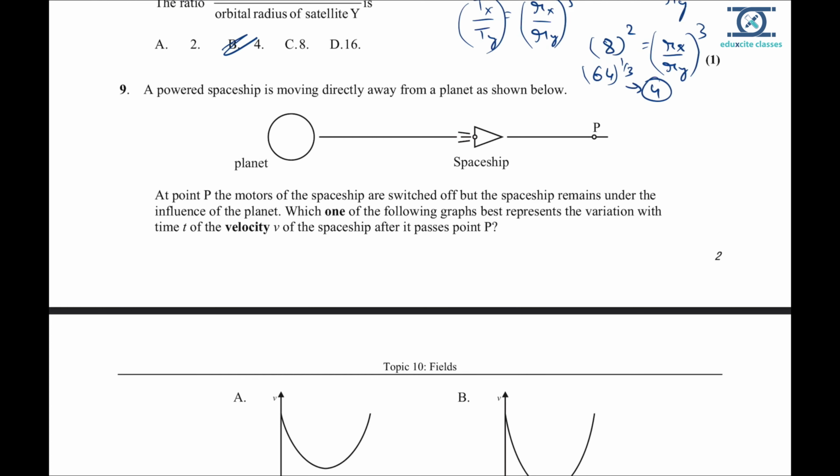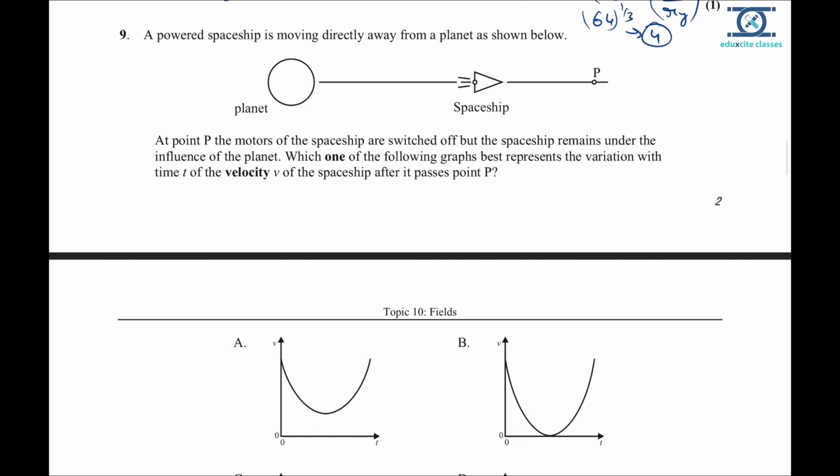Question number 9. A powered spaceship is moving directly away from a planet as shown below. So this is the planet, this is the spaceship, it is moving away. This is point P. At point P, the motors of the spaceship are switched off, but the spaceship remains under the influence of the planet. It means there is still some gravitational field involved. Which one of the following graphs best represents the variation with time t of the velocity v of the spaceship after it passes point P?